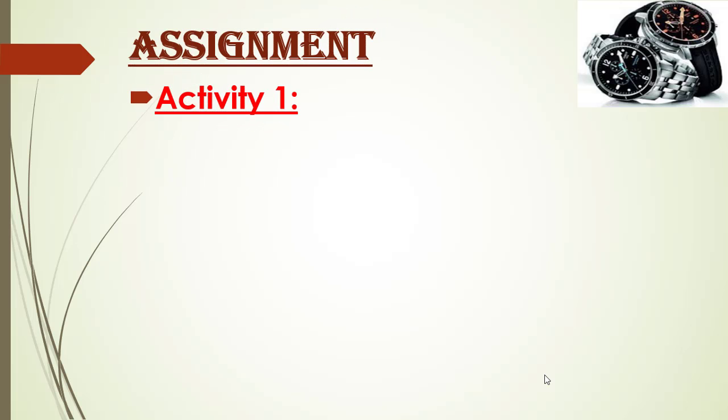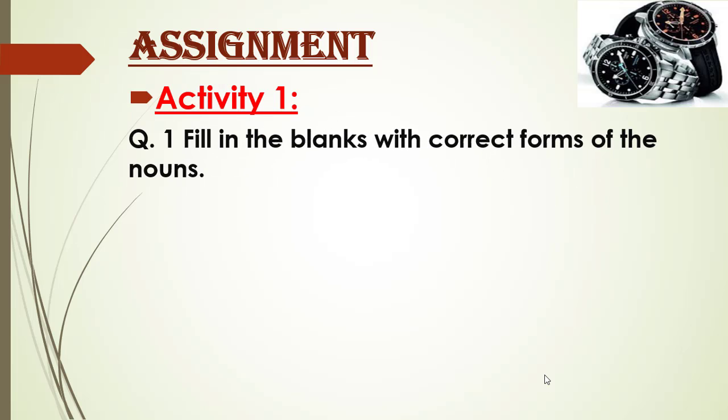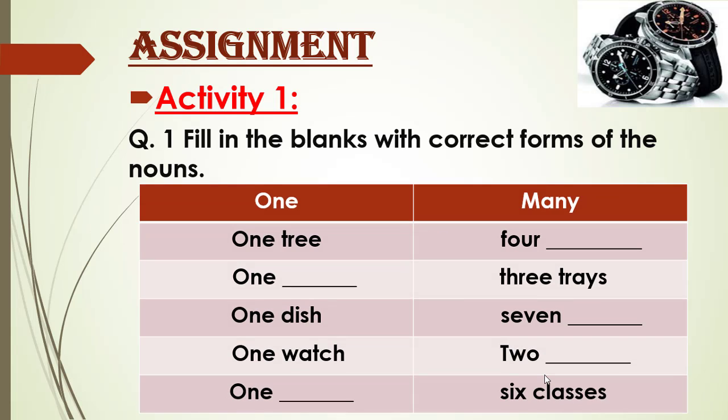This is activity number 1. Question number 1. Fill in the blanks with correct forms of the nouns. You have to fill in the blanks with the correct forms of the nouns. In the examples in the question, see: 1 tree and 4 trees.